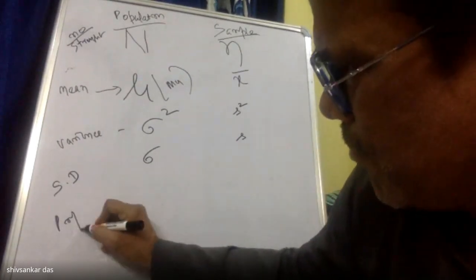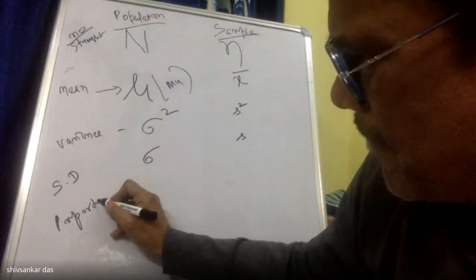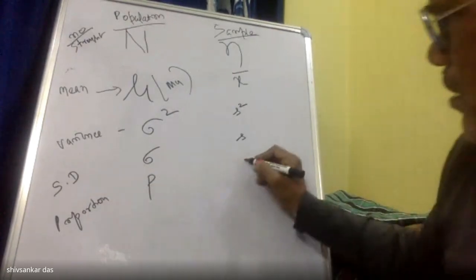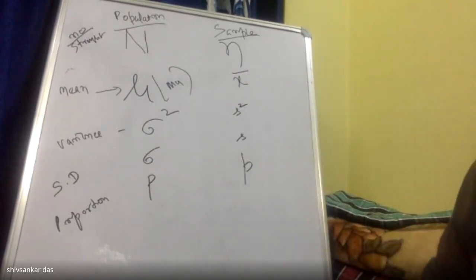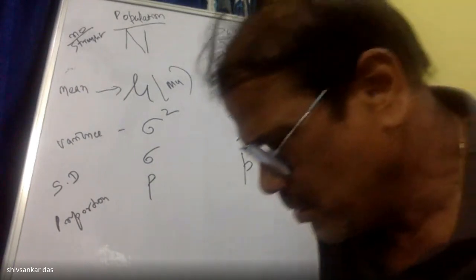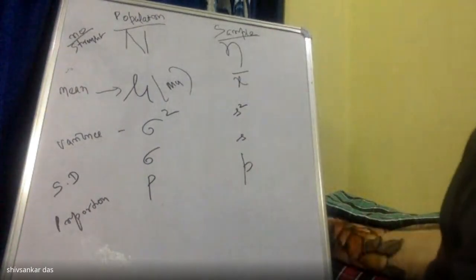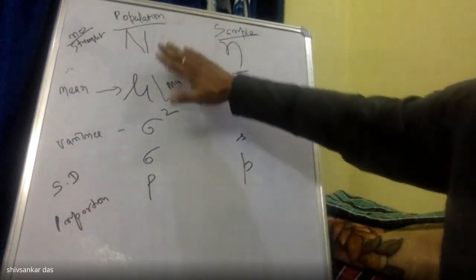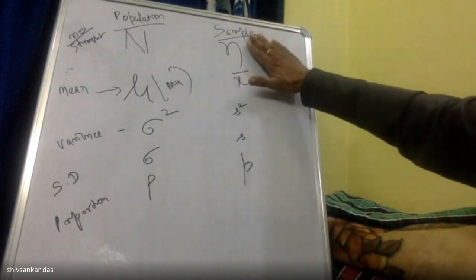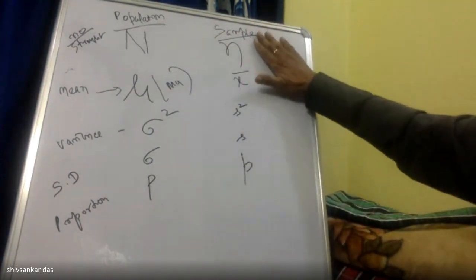Proportion, P. These are the parameters of the population. These are the parameter or statistic of the sample.